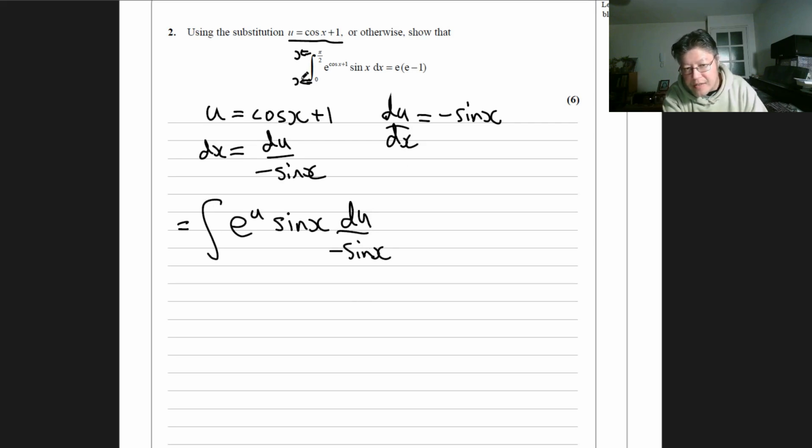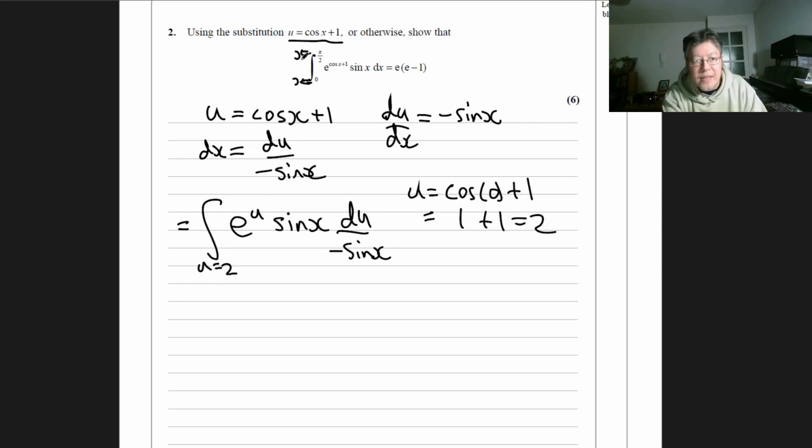So currently x is 0, so we need to substitute the 0 into our substitution to get the corresponding u value. So we can get u equals cos 0 plus 1, and cos 0 is a 1, so that's 1 plus 1 equals 2. So that's the first limit. So x equals 0 becomes u equals 2.